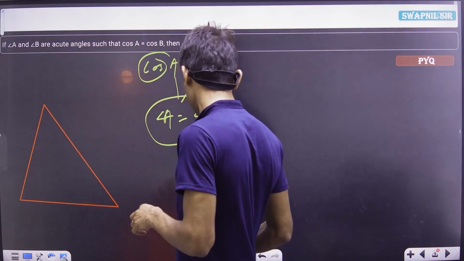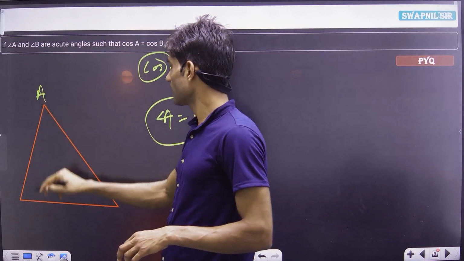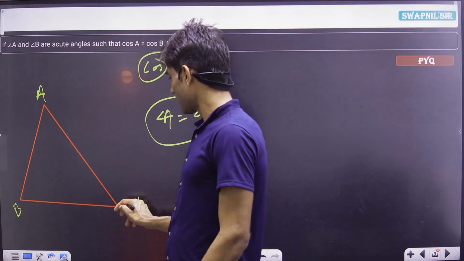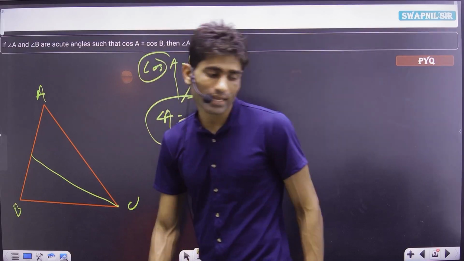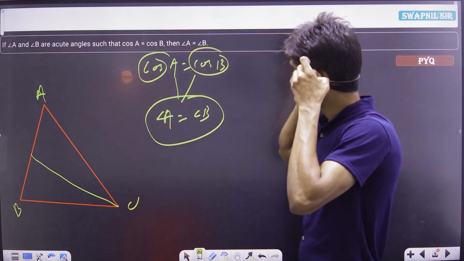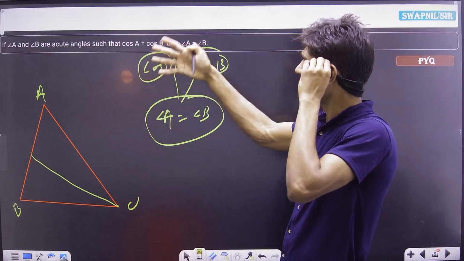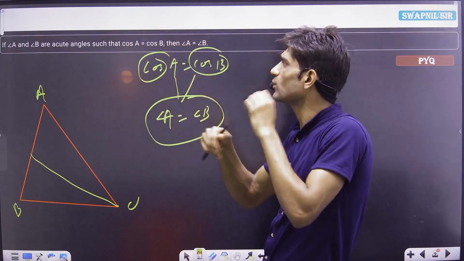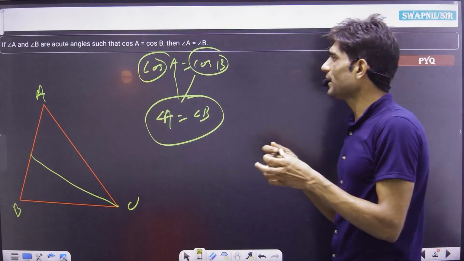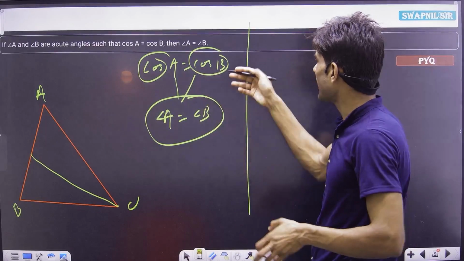Now let me take ABC as an acute angle triangle. Let's define one line which divides this with a third point. Then we have to find out whether angle A and angle B give us the equal value. If you can't understand this, you can directly substitute the value for angle A and angle B.